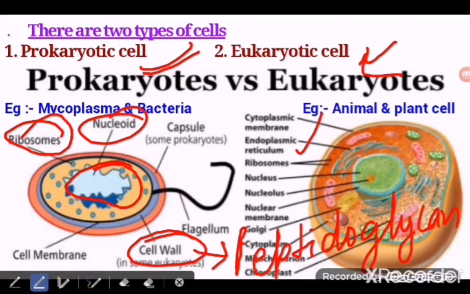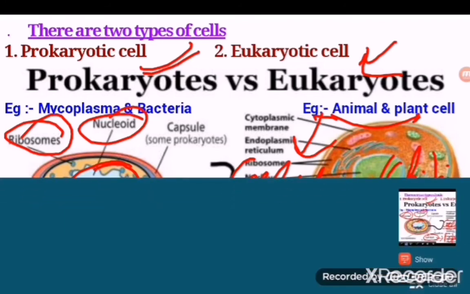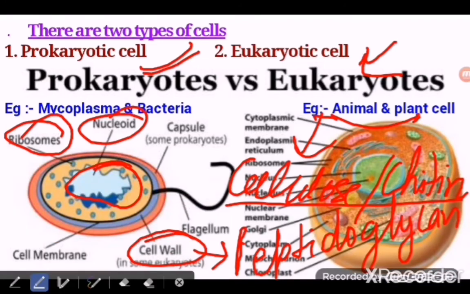But in plant cells, or eukaryotes, the cell wall is made up of cellulose or chitin. So these substances are found in the cell wall of eukaryotes, and peptidoglycan, which is a type of carbohydrate, is present in the prokaryotic cell.